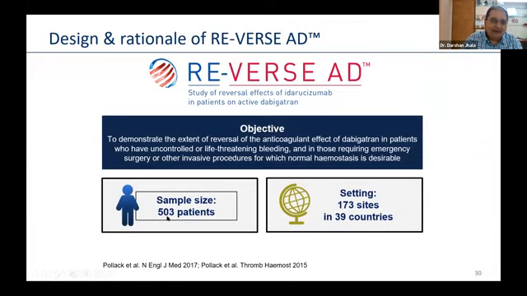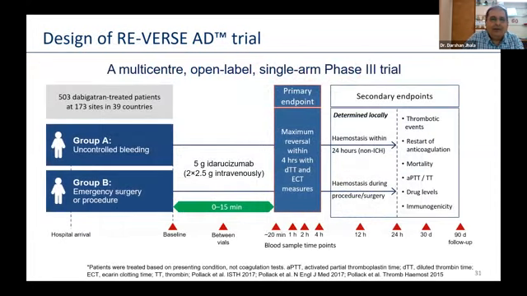And that is why the sample size we are used to, a sample size of thousands, like 16,000, 15,000, 18,000, while we have only 503 patients here. And what were these patients? They were basically a multi-center open label single arm phase 3 trial. And there were 2 types of patients.